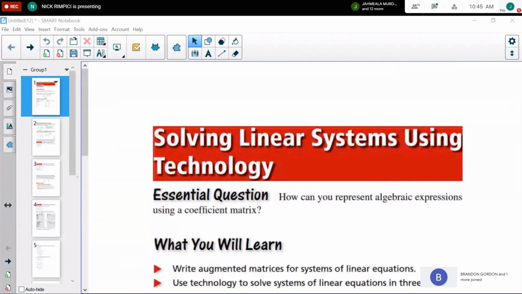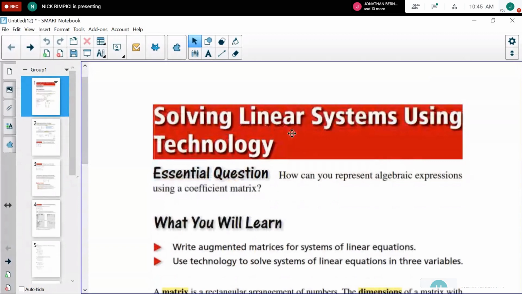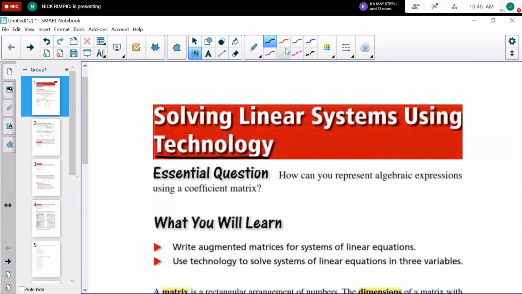Okay. So let's take a look at... I hope I have the right thing attached. Can you guys see "Solving the System Using Technology"? Yeah. Great.